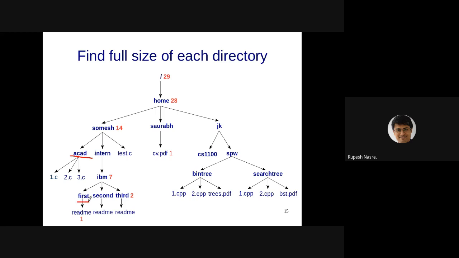For first, the weight is 2. Second, the weight is 2. Third weight is 2. And therefore, the weight of IBM is 2 plus 2 plus 2 plus 1 for itself. So it becomes 7. And so on. So Somesh has a weight of 14, and therefore Slash has a weight of 29, whatever.